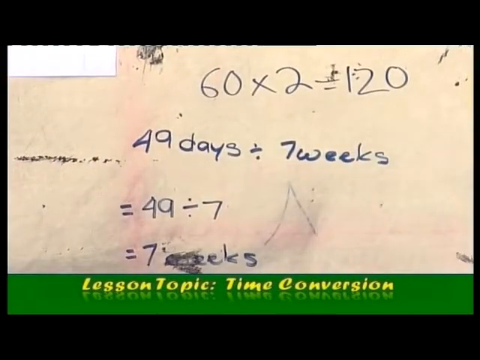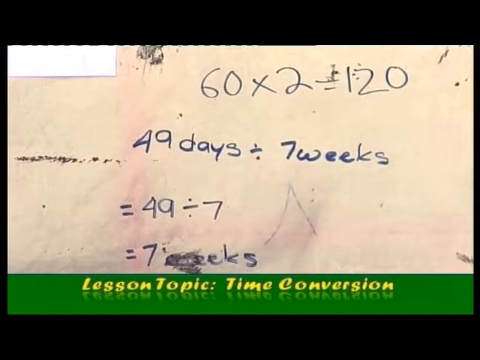Okay, thank you, Michaeline. Let's look at her working out on the whiteboard. 49 days divided by 7 weeks. Is this correct, 60s and receiving students? Put your hand up if your group also has 7 weeks.